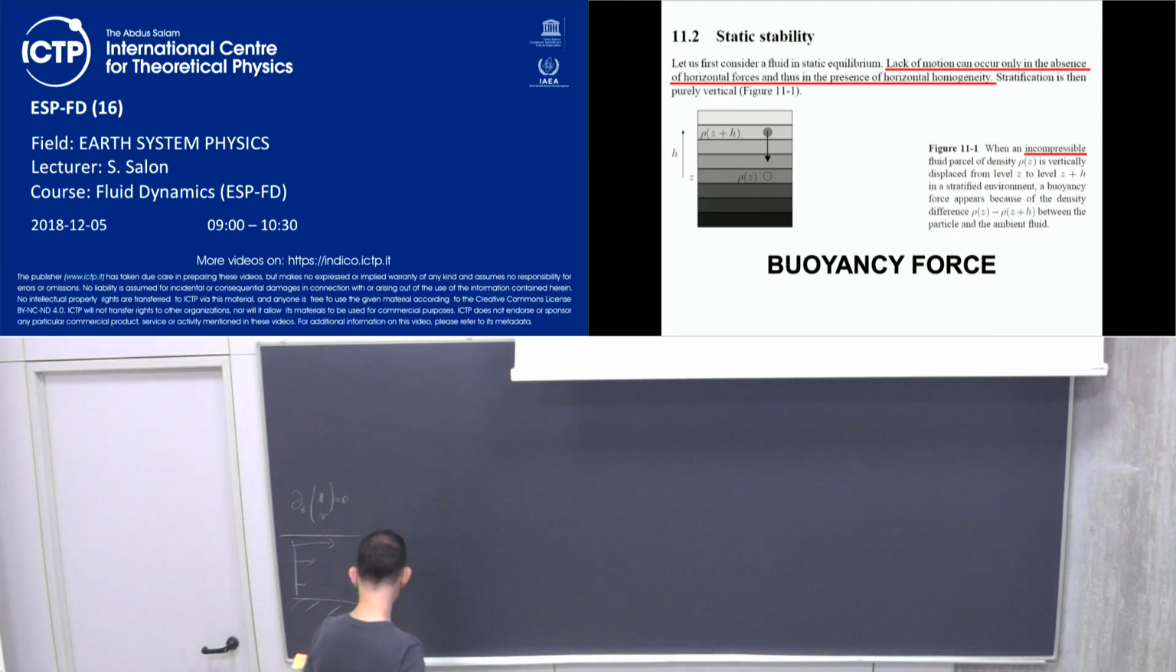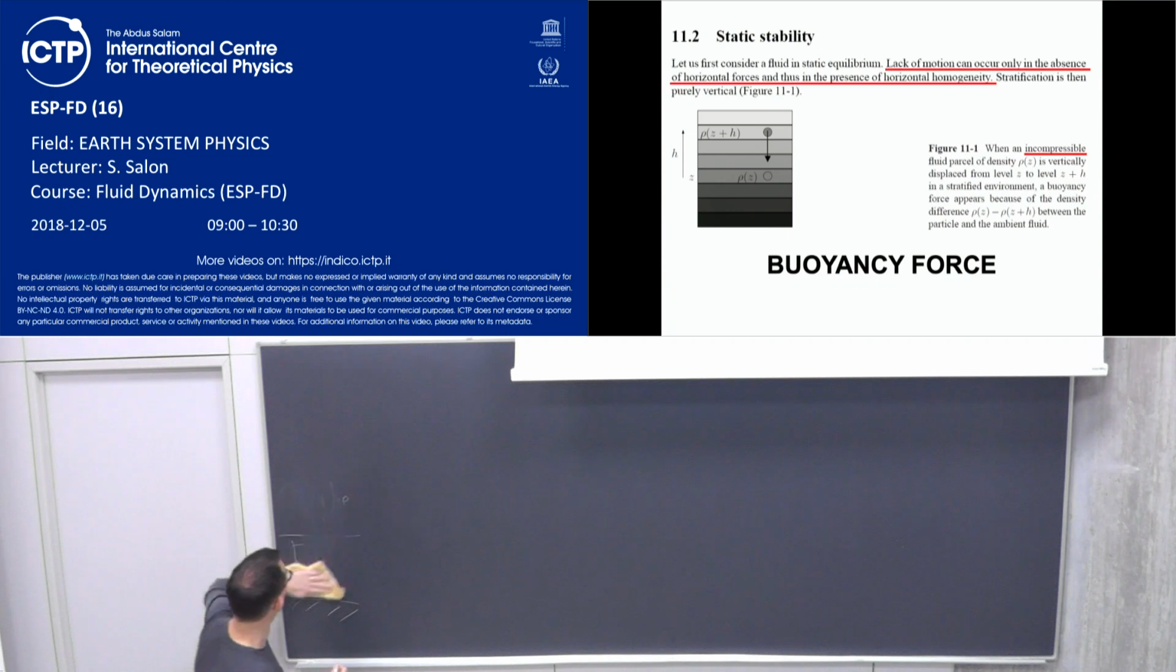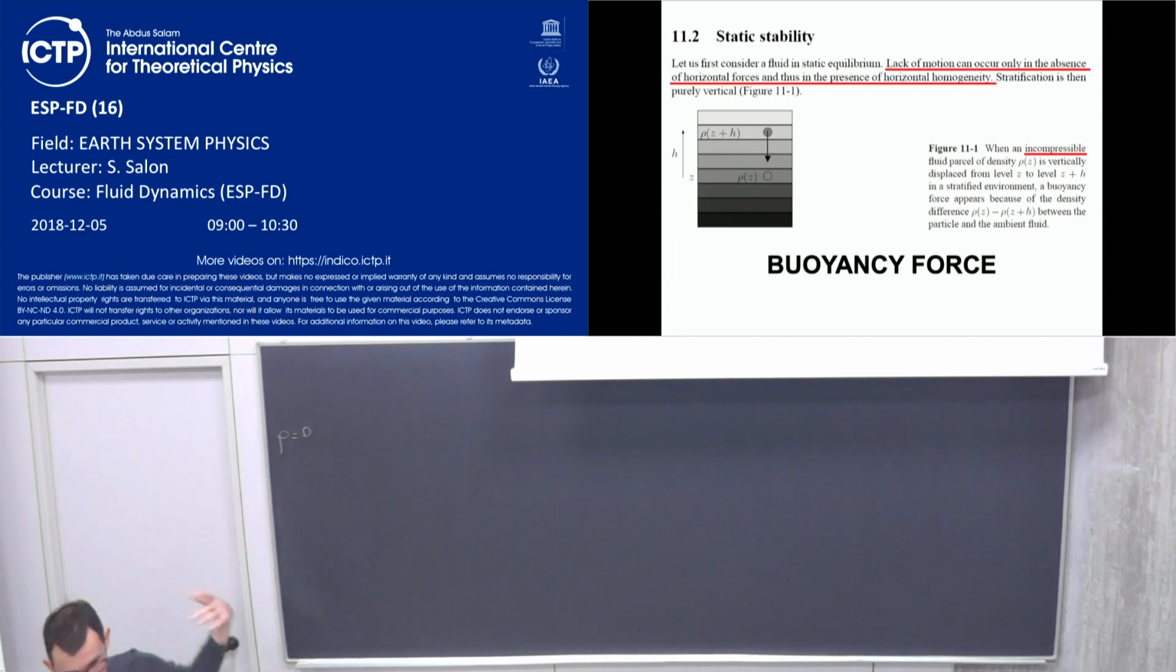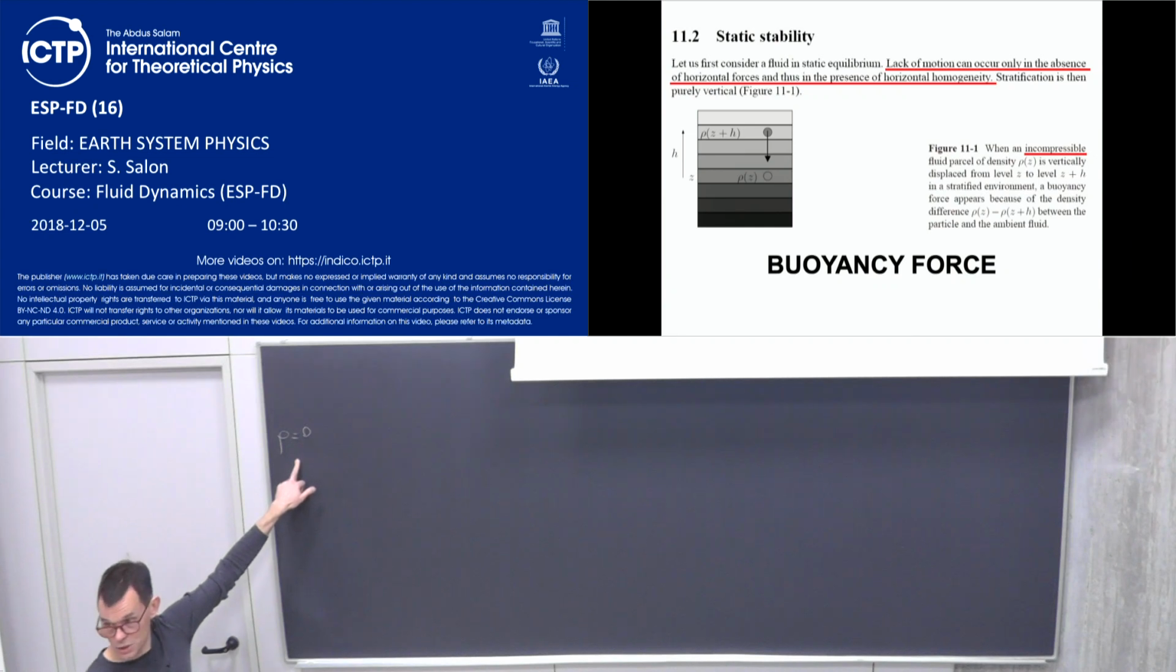Now, apart from this very special case, we want to relax this hypothesis and start to consider variation in the vertical. In particular, the variation related to the stratification. Because up to now, another very strong hypothesis that we made was to consider a homogeneous fluid.